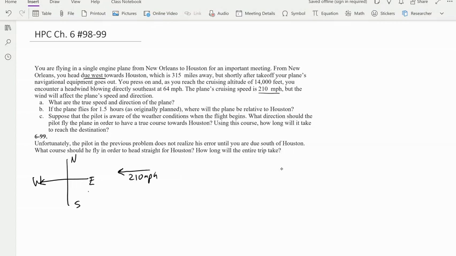And then the wind, it says, and the cruising altitude, it doesn't matter. That's actually extraneous information. But the wind blows southeast, so that's this direction, at 64 miles per hour. And due southeast means exactly southeast. So we're going to be 45 degrees here, 45 degrees here. So it's negative 45 degrees, okay, would be due southeast.